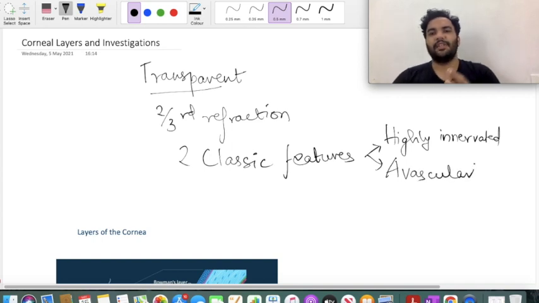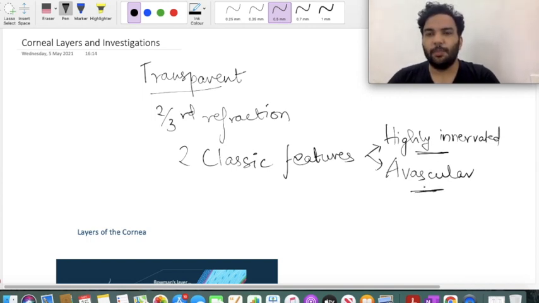Since it is highly innervated, if there is any small foreign body, it gives a lot of problems to the eyes. You will have blepharospasm, where they close their eyelid, and then photophobia, lacrimation, watering, all these symptoms because of the high innervation. And since it's avascular, there is no blood supply to the cornea, and hence we can do corneal transplant. That is one of the reasons why corneal transplant is the most successful surgery.